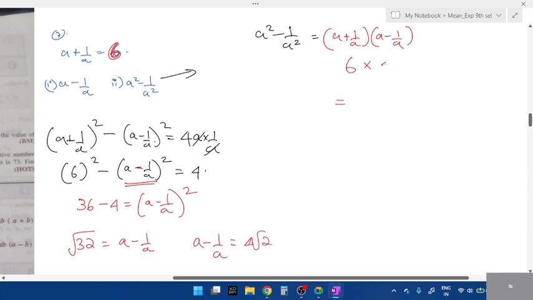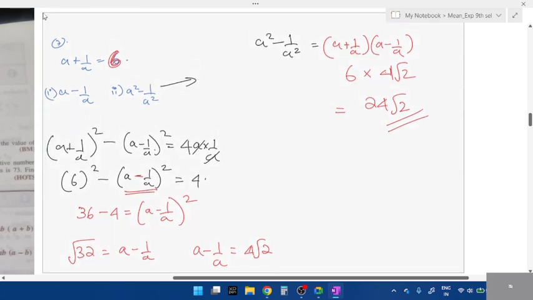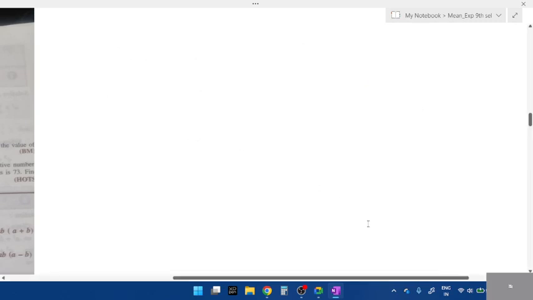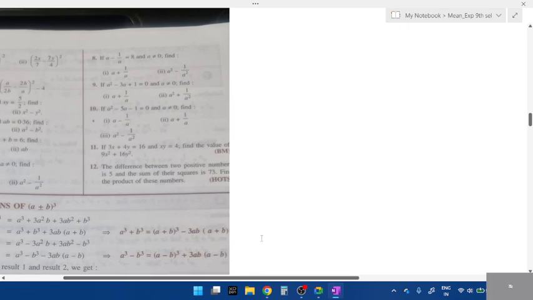Use this 4 root 2 here. Just multiply 4 root 2, 6 4s are 24. So whenever degree 1 is there, only two options, right? Okay, that's it. Clear? Okay, next one. Next one is the eighth one, it is the same.